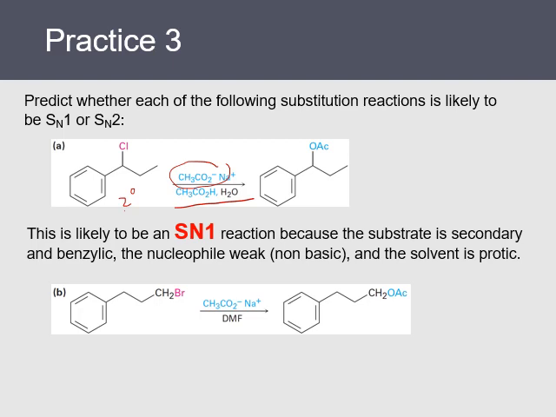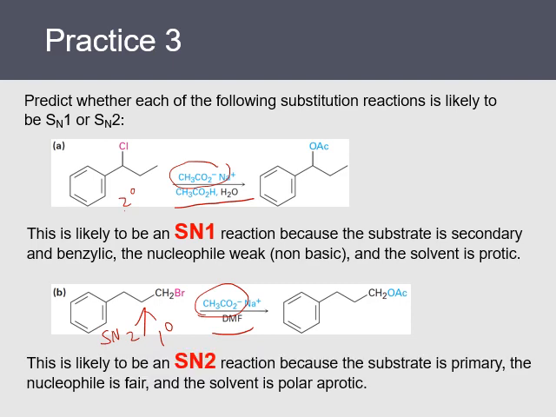Okay. In the second question, this is a primary. Primary alkyl halide almost always SN2 reaction. So this tells us this is SN2 reaction. And again, this is a fair nucleophile. And the solvent is polar aprotic. Polar aprotic favors SN2 reaction. So these combined together give you SN2 reaction.